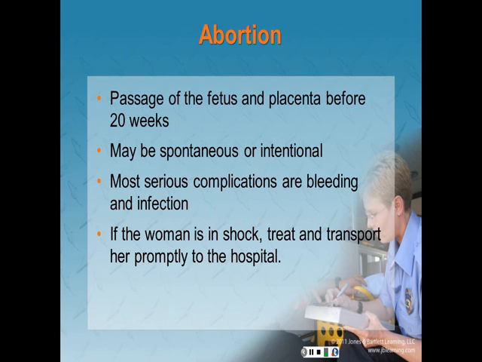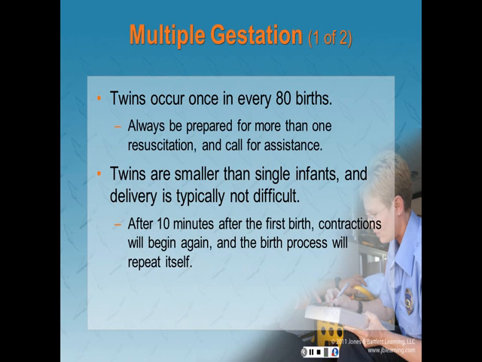Bleeding can result from portions of the fetus or placenta being left inside the uterus, which is called an incomplete abortion, or from injury to the walls of the uterus. Infection can result from such perforation and from the use of non-sterile instruments. If the woman is in shock, treat and transport her promptly and never try to pull tissue out of the vagina. Multiple gestations.